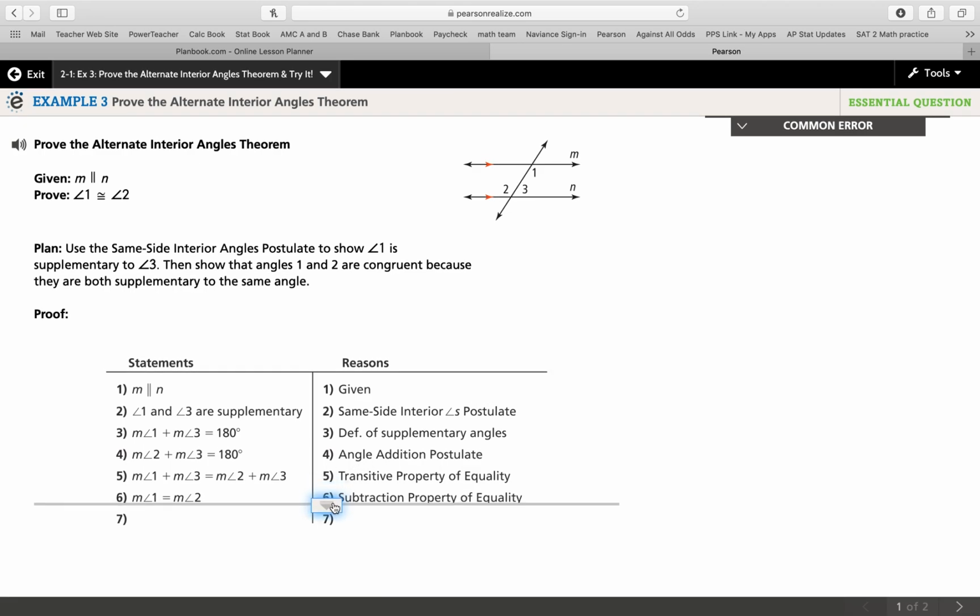And then you could subtract angle 3. So by the subtraction property, you subtract angle 3, and we get the measurement of angle 1 is equal to the measurement of angle 2. Our goal is to prove that they're congruent. So we need one more step to go from measurement back to congruency. So angle 1 is congruent to angle 2. And ta-da, we have just proved that the alternate interior angles theorem is true.